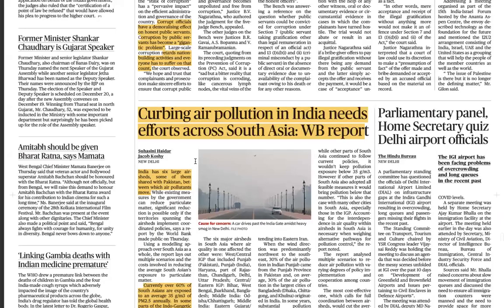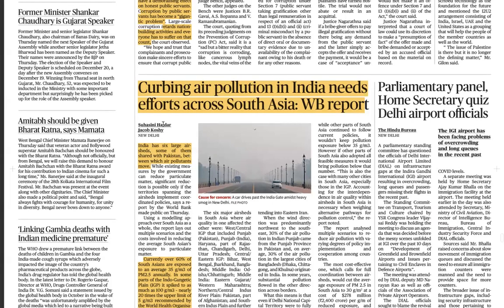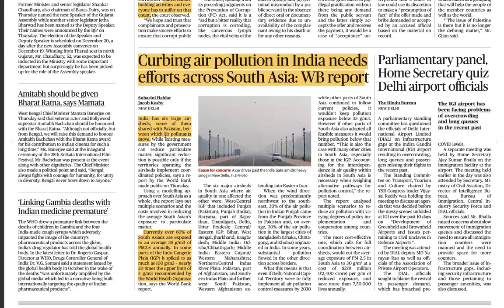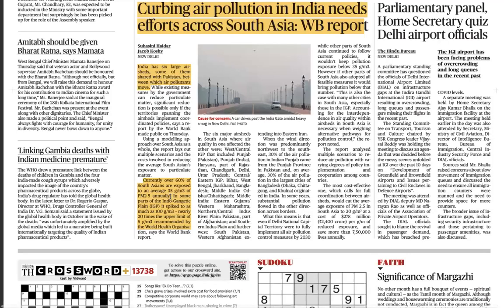And a World Bank report says that curbing air pollution in India needs efforts across the entire South Asia, because obviously we know that air pollution is a challenge which is not area or region specific, because it has no boundaries. So India has 6 large airsheds, some of them shared with Pakistan, between which the air pollutants keep on moving. And currently over 60% of South Asians are exposed to an average of 35 microgram per cubic meter of PM 2.5 levels annually.